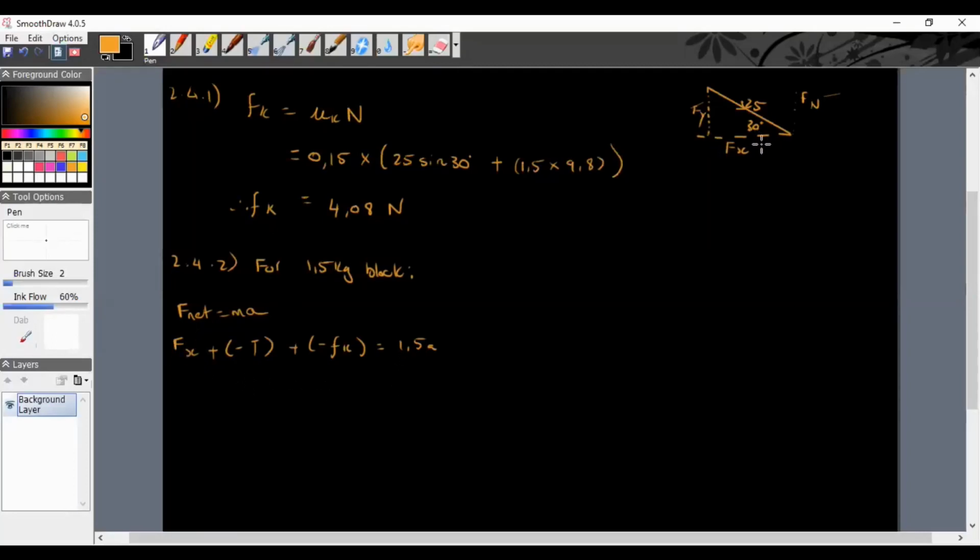This component Fx, if you want to find this component, we know that's equal to 25 cos 30, minus the tension. And that is obviously equal to minus, to calculate the friction force, minus 4.08 equals 1.5A. We should all be fine with that one at least.